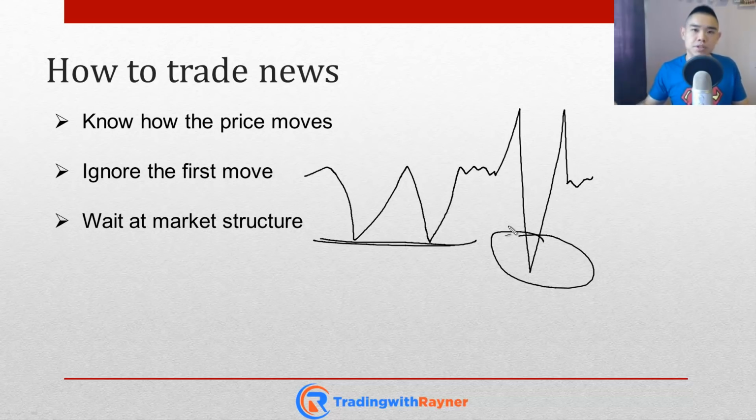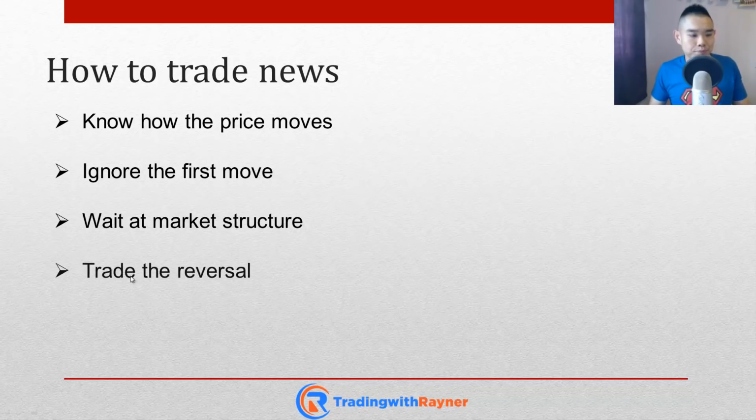Can be a trend line, support, resistance, and etc. So all these levels, you want to plan before the news is released. Don't do it when the news is out because it's too late already. Your levels have to be there prior to the news release. Okay, and the fourth thing is that you want to trade the reversal.